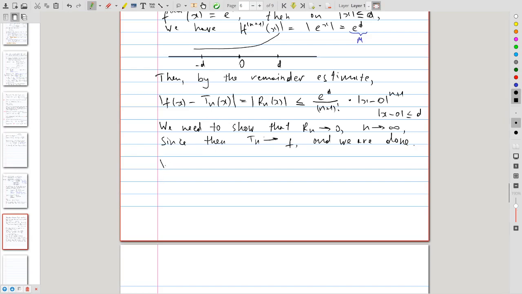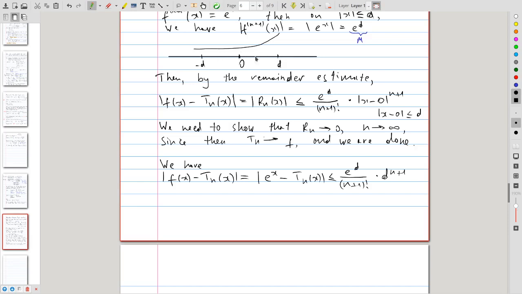So we have the absolute value of f of x minus Tn of x, which is the absolute value of e to the x, that's our function, minus Tn of x. So that is at most e to the d divided by n plus 1 factorial, multiplied by d to the n plus 1.